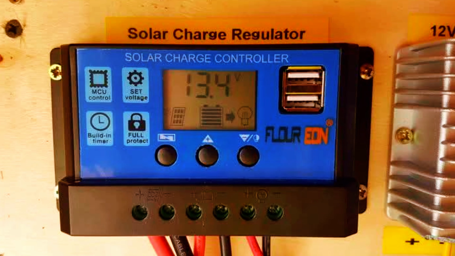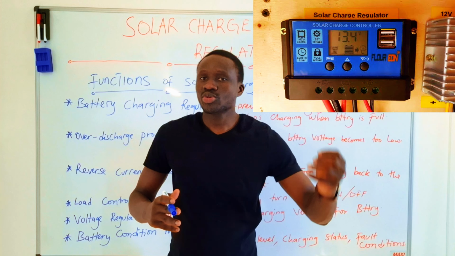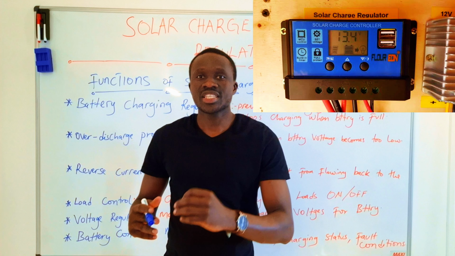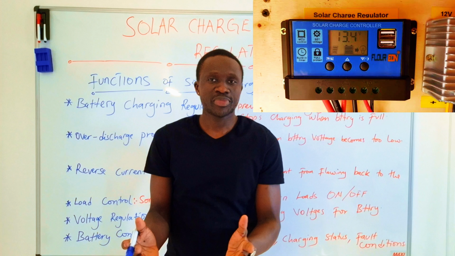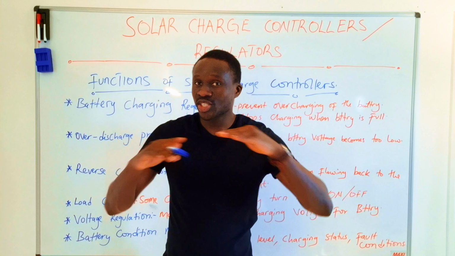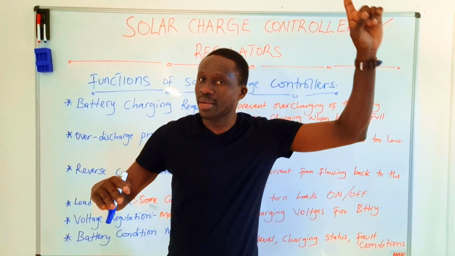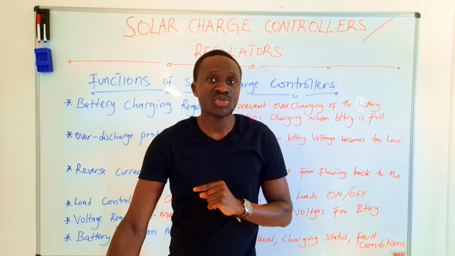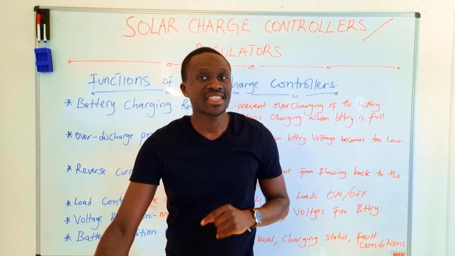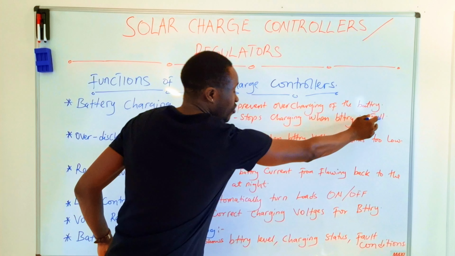Once it reaches 14 volts, sometimes they go up to 13.7 volts, that's when the battery is fully charged, okay? And this regulator will sense this and will disconnect, okay? Now there is no voltage coming from the solar panel to save our battery from overcharging. You see, it stops charging when the battery is full.